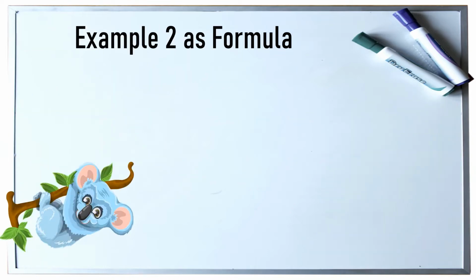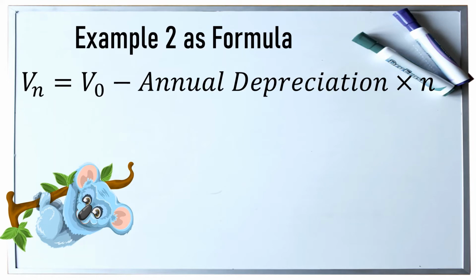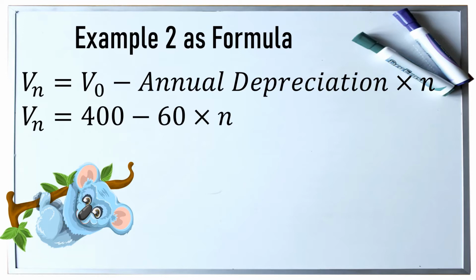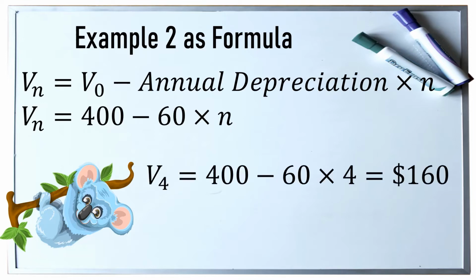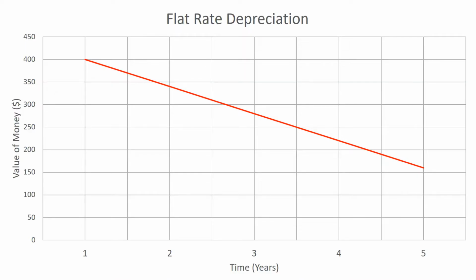Flat rate depreciation is very similar to simple interest, but rather than adding, we're going to be subtracting. So for our particular example, the principal was $400. The annual depreciation was $60, which we're going to take each year. So after 4 years, $400 minus the annual depreciation of 60 times 4 years gives us $160. Our simple interest graph was a straight line going up. Flat rate depreciation is a straight line going down because it's losing the same amount of money each year.